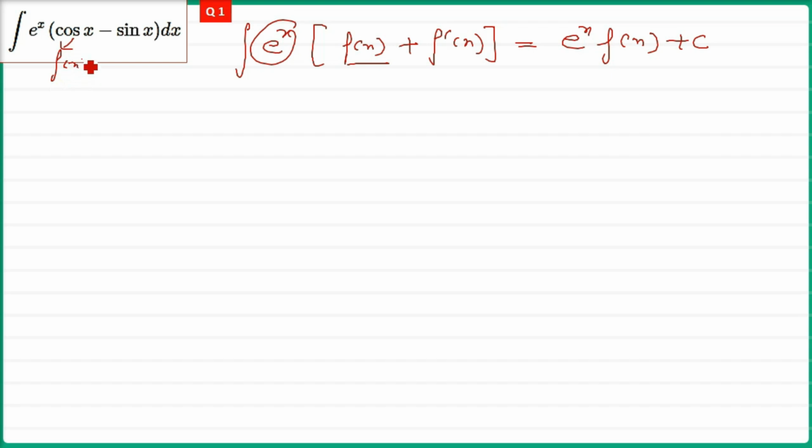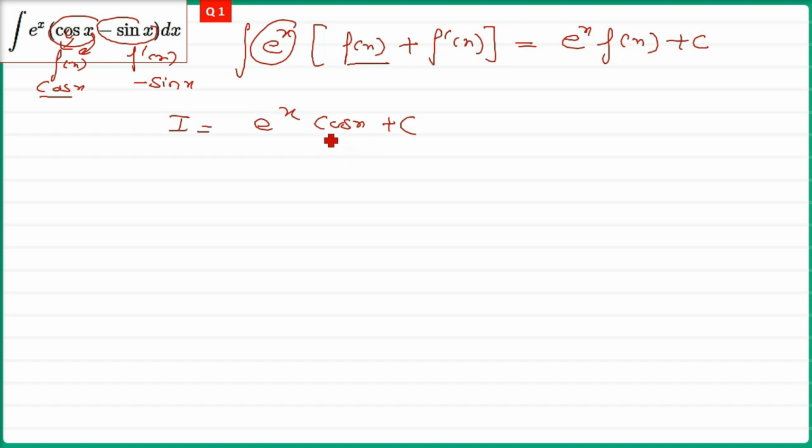If we call cos x as f(x), then what is f dash x? It will be negative sin x. So we have this exactly same form. f(x) plus f dash x, cos x minus sin x is f(x) plus f dash x. So the integration will become like this. What is the first function? e raised x into f(x) plus c, that is the final result. So e raised x cos x plus c.